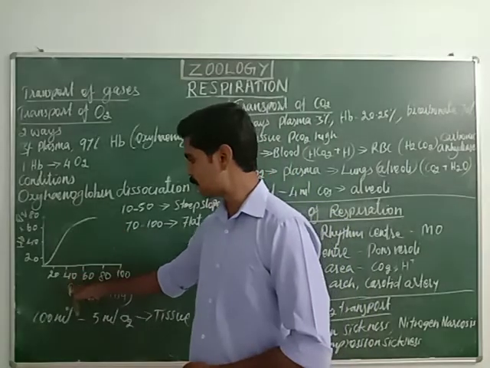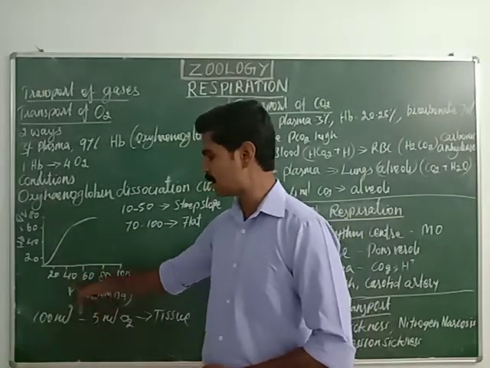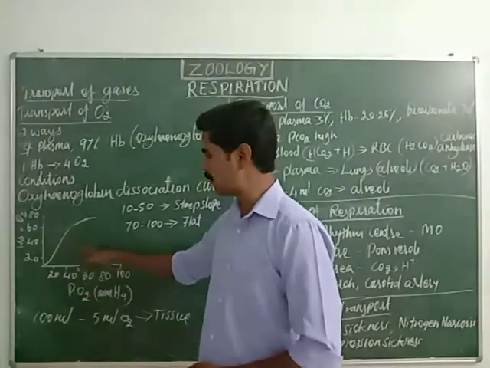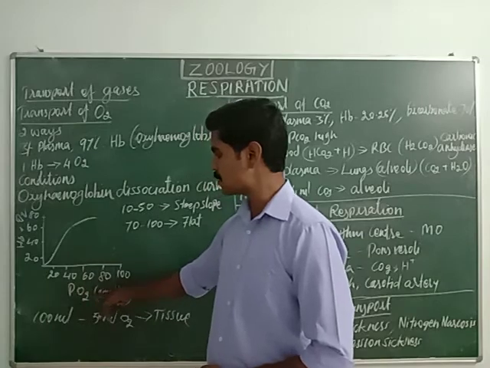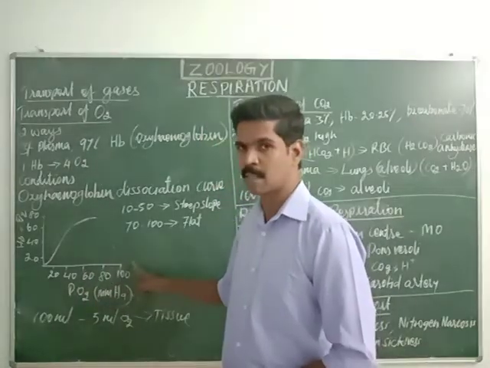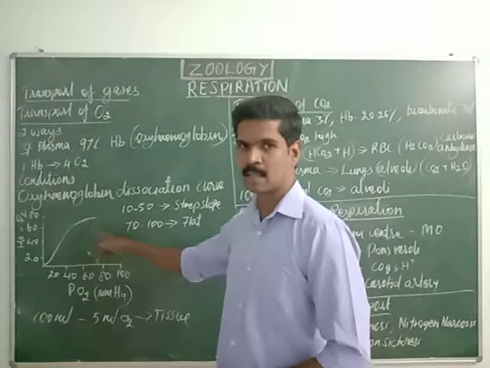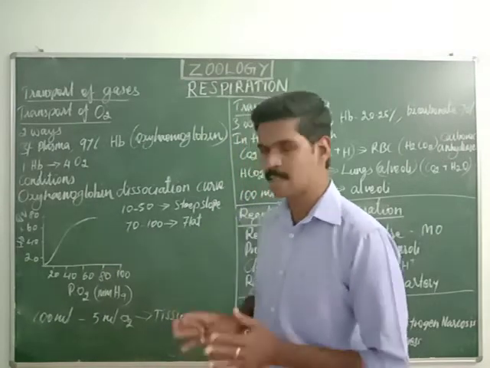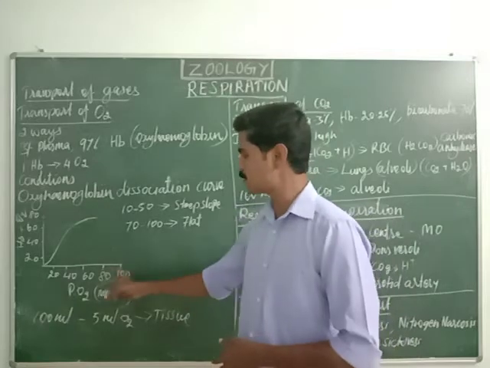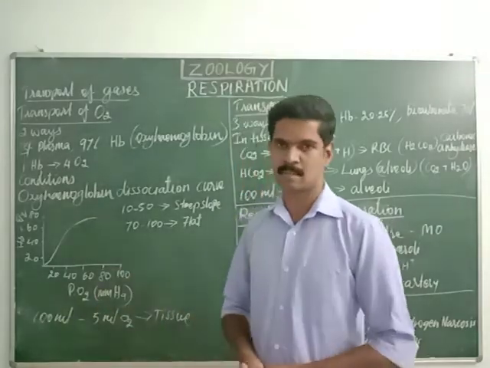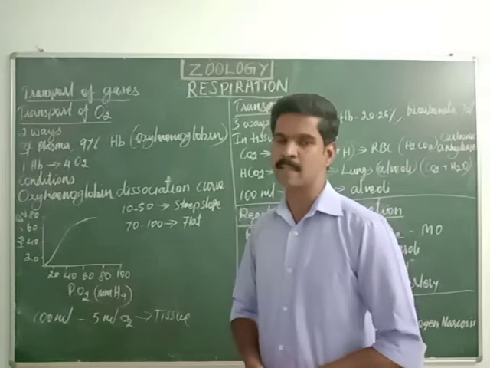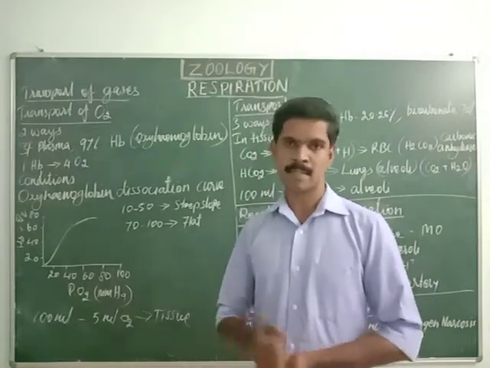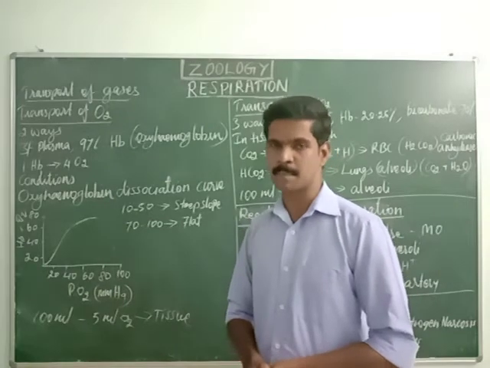When the partial pressure of oxygen is between 20 to 50 mmHg, there is a steep slope. When the partial pressure of oxygen is between 70 to 100 mmHg, the curve is flat. So this curve shows that when the partial pressure of oxygen is increased, the oxygen molecule is separated.